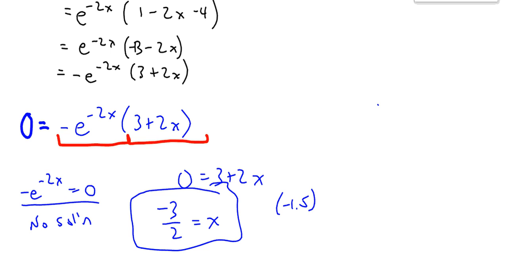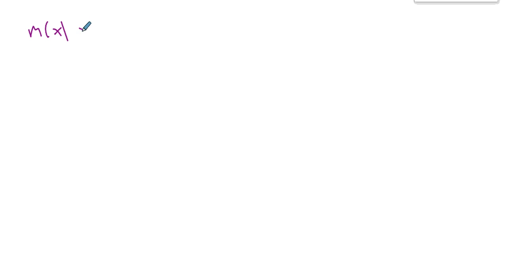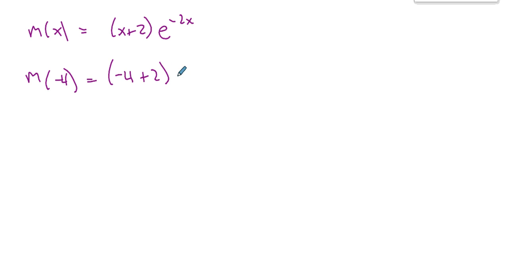If I look back at the original question, negative 1.5 does fit into my interval, which means I have to do 3 tests: negative 4, negative 1.5, and 4. So let's go ahead and test those to find the maximum and the minimum. The function again was x plus 2 times e to the negative 2x. We're going to test negative 4. If we sub negative 4 for x, we get e to the 8th power times negative 2. Calculating this all out, I get about negative 5,962.